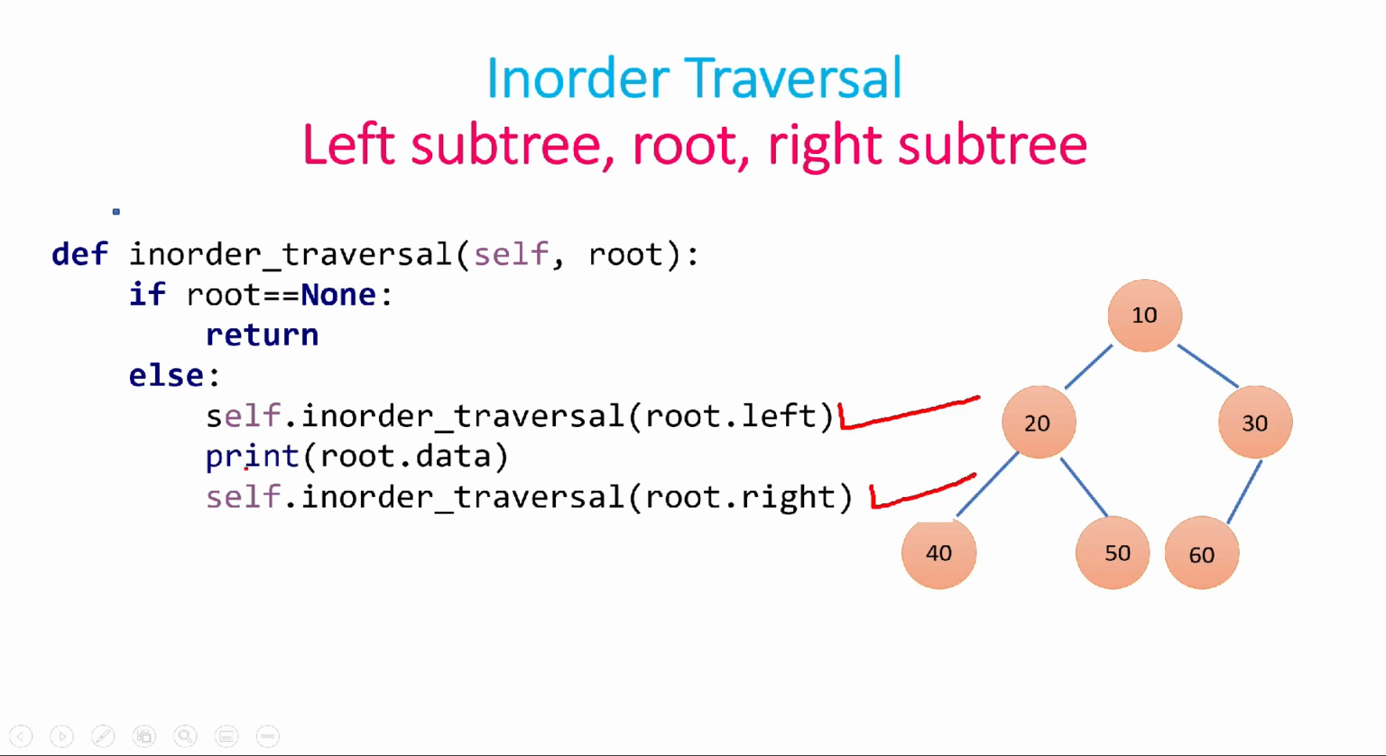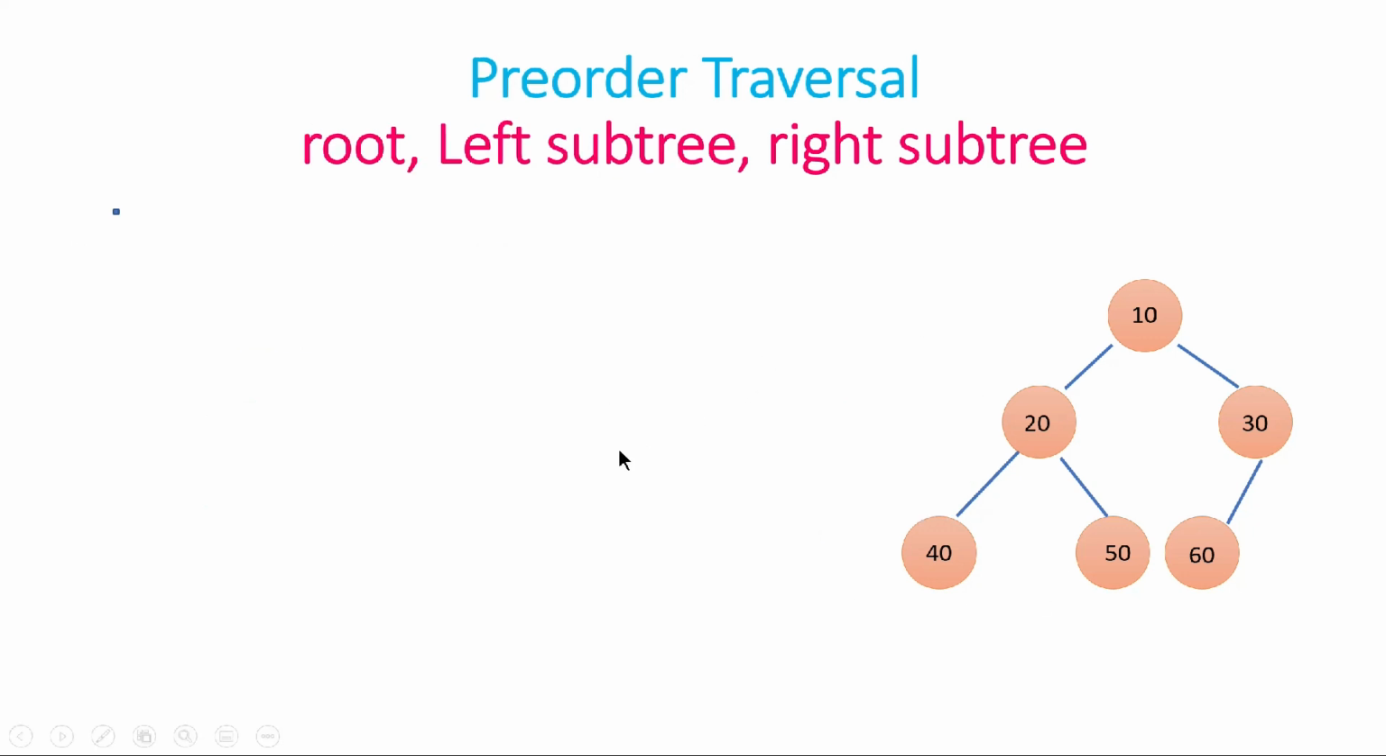In case of pre-order traversal, firstly print this data, then move to the left subtree and then move to the right subtree. So in the pre-order traversal, I'm not going to show you the complete stack of functions. In fact, I'm just going to show you what would be the final result. As soon as you get the root, just print it. So the first value that will get printed is 10.